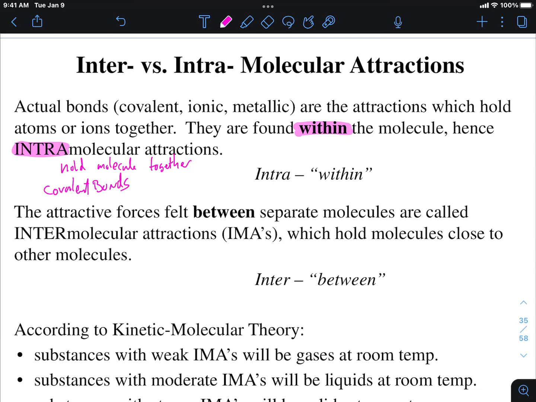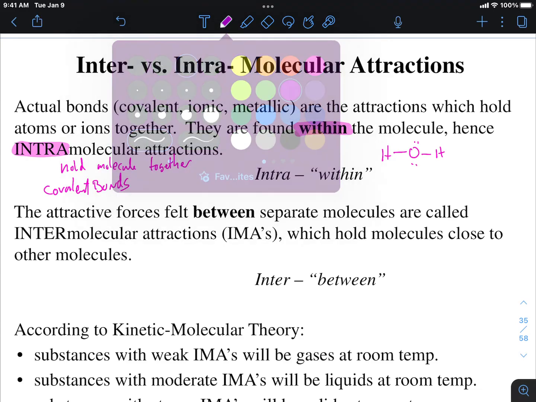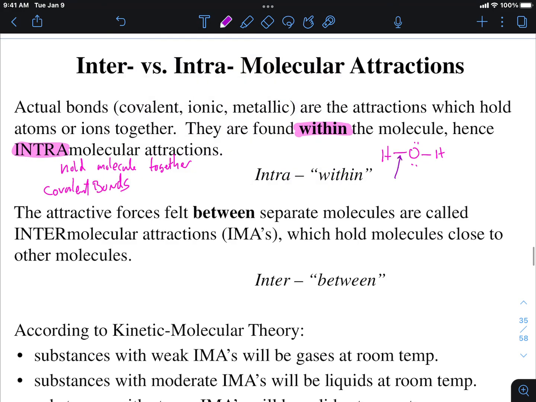So any one of the Lewis diagrams that we've drawn so far, right, any of these, when we say intramolecular attraction, we're literally talking about these guys. These polar covalent bonds are what we call intramolecular forces.